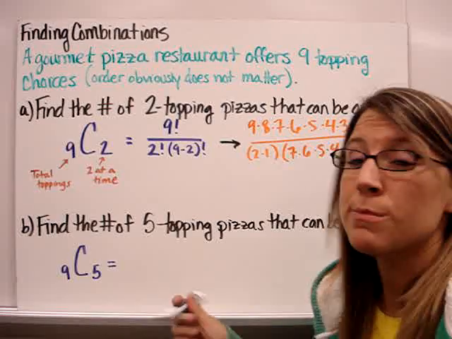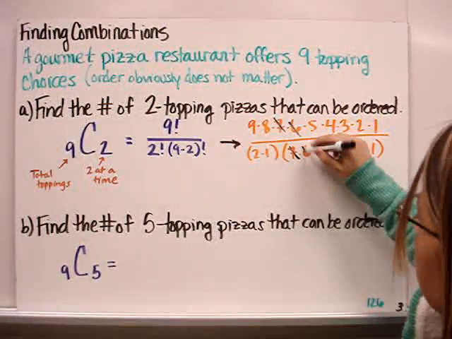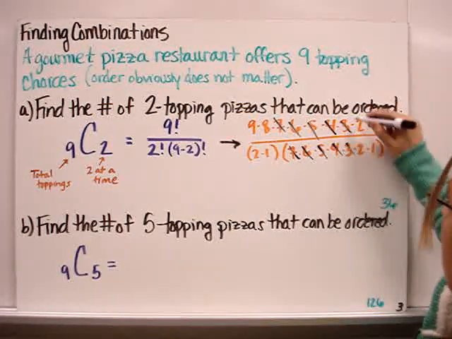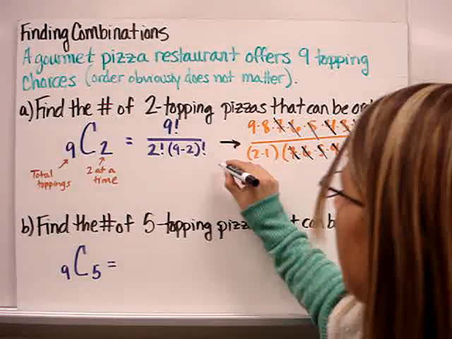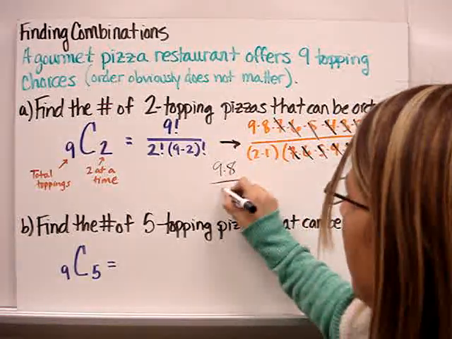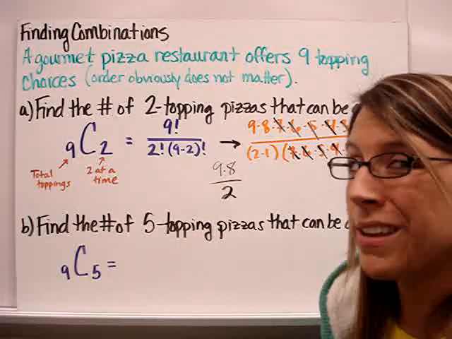I'm going to go ahead and do some simplifying here. 7, 6, 5, 4, 3, 2, 1. So I have 9 times 8 divided by 2. 9 times 8 divided by 2, because 2 times 1 is simply 2, right? And that's 9 times 8.